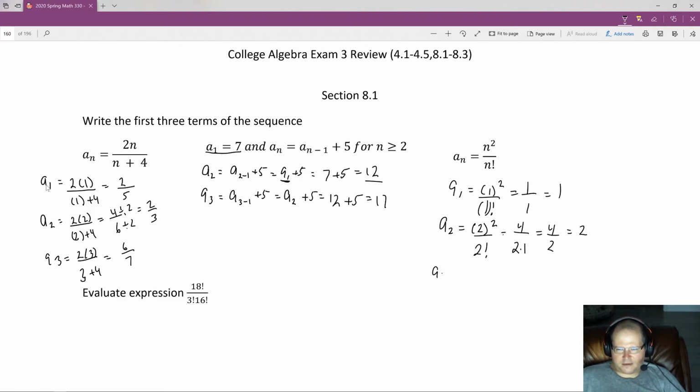Then we have the third one, which is everywhere we have an n, we plug in a 3 now. So we have 3 squared over 3 factorial. 3 squared is equal to 9. And 3 factorial is 3 times 2 times 1, which is just 6. So we have 9 over 6, 9 divided by 3 over 6 divided by 3. 9 divided by 3 is 3, and 6 divided by 3 is 2.